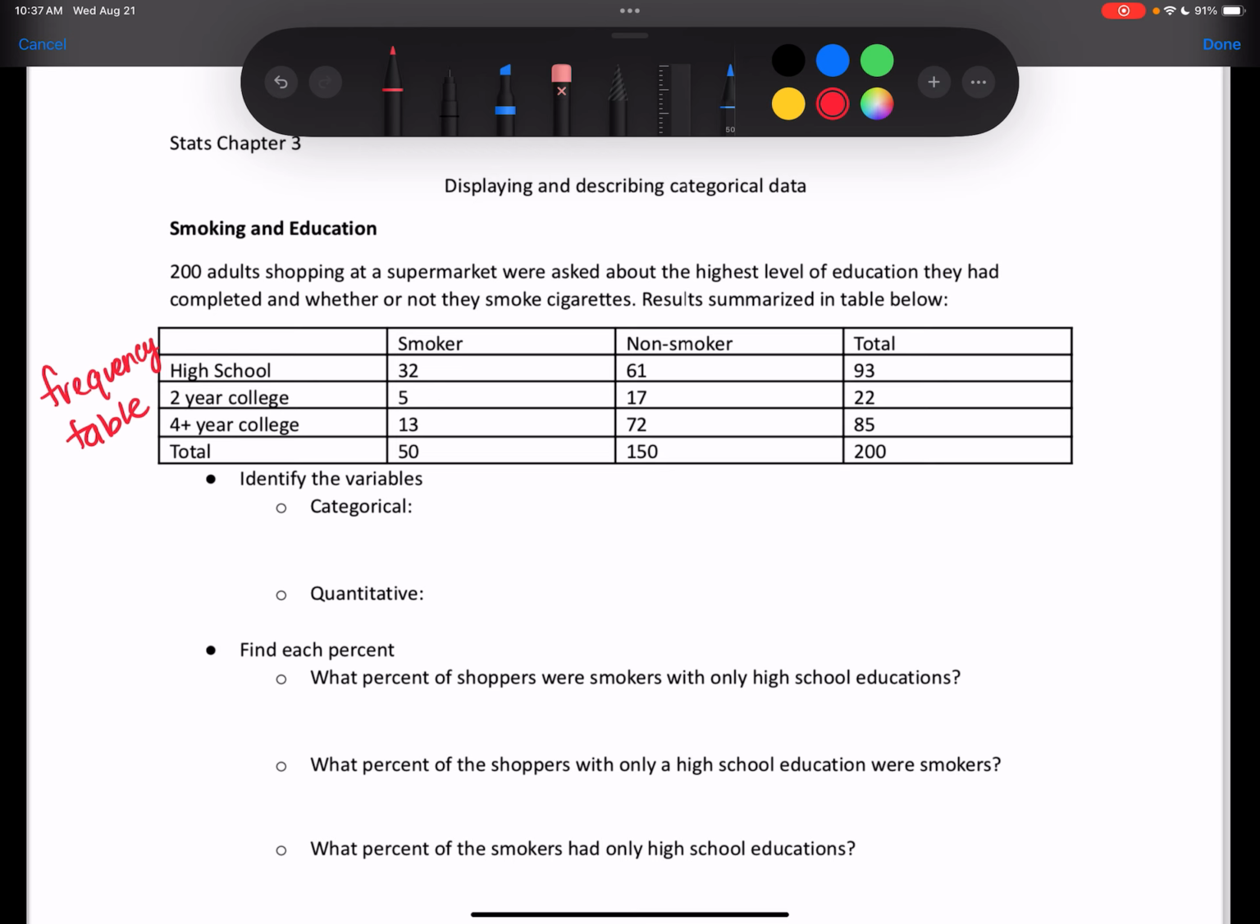All right, so the variables: we have some categorical and quantitative. What variables are categorical? If you were going to do that, you would just say level of education. Okay. So level of education and whether they smoke or not.